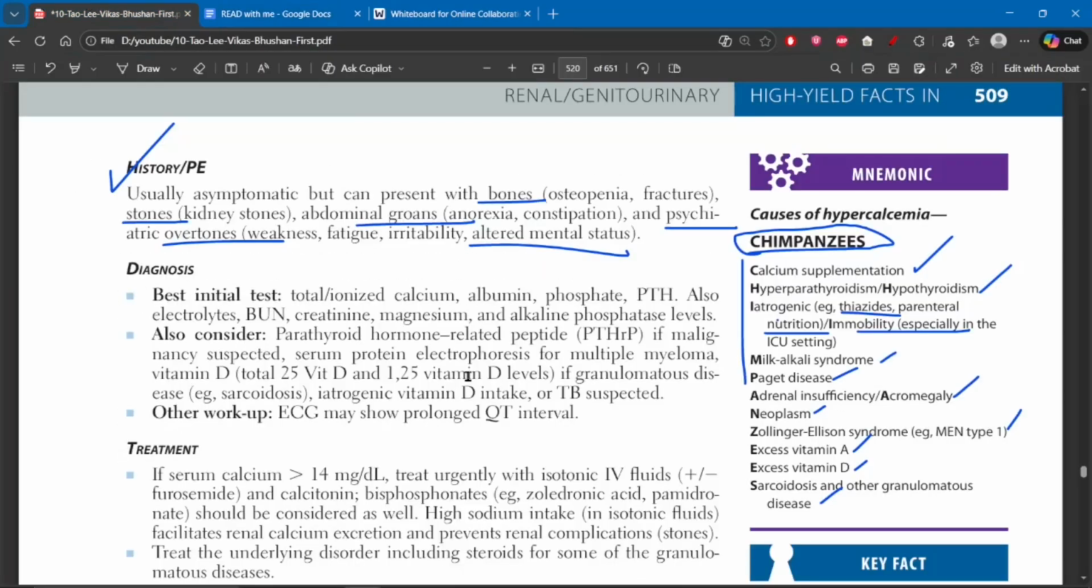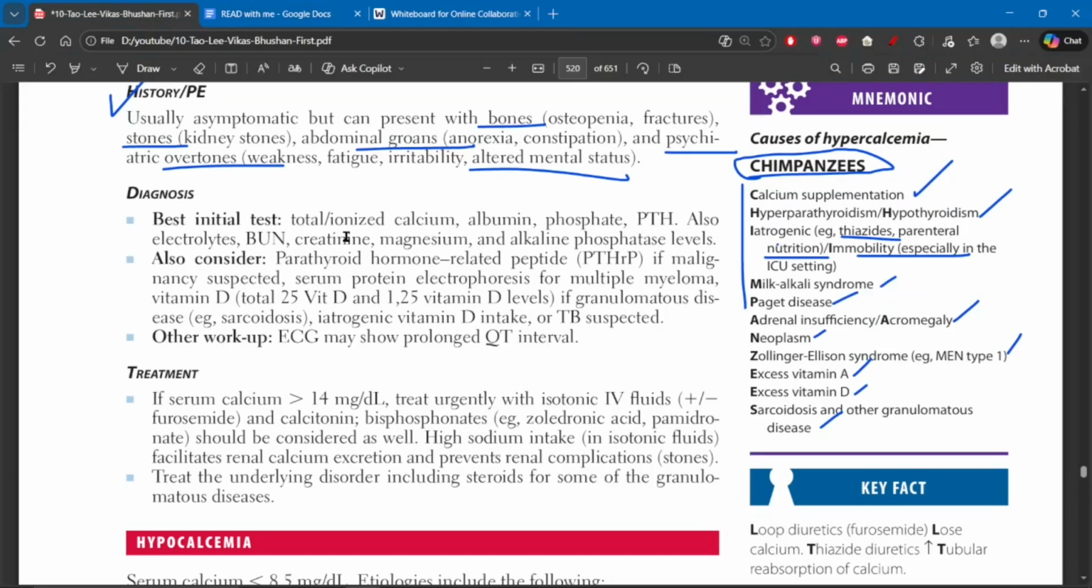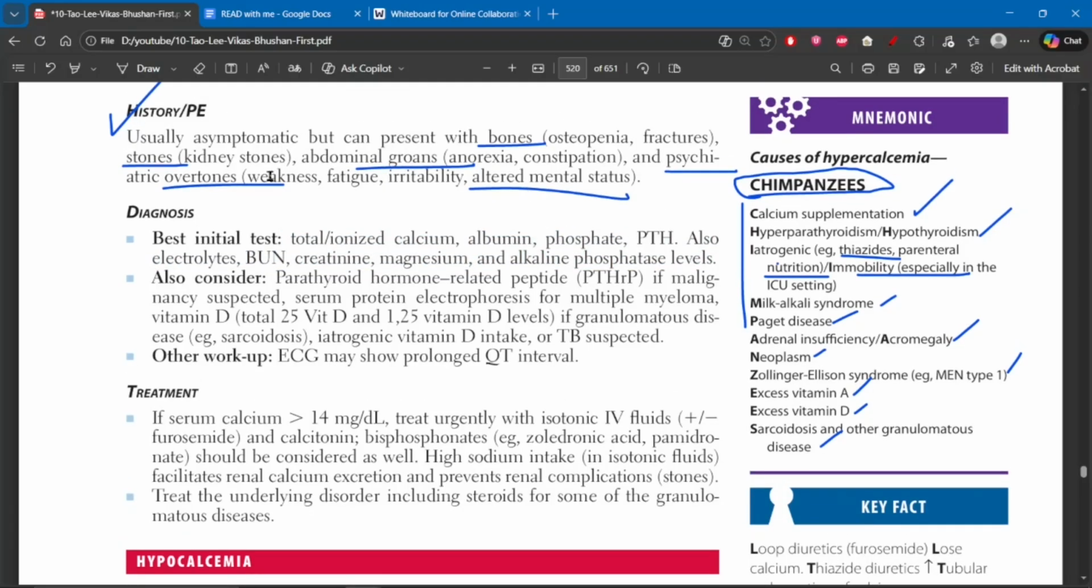Right? So moving on, the diagnosis best initial test is total ionized calcium, whichever is available. Ionized, of course, is better. You do albumin levels, you check phosphate levels, you also check PTH, electrolytes, BUN, creatinine, magnesium, alkaline phosphatase levels, because these are the most routine tests that are done, right? These tests are very routine and they will be done if the patient is presenting with any symptoms related to hypercalcemia.